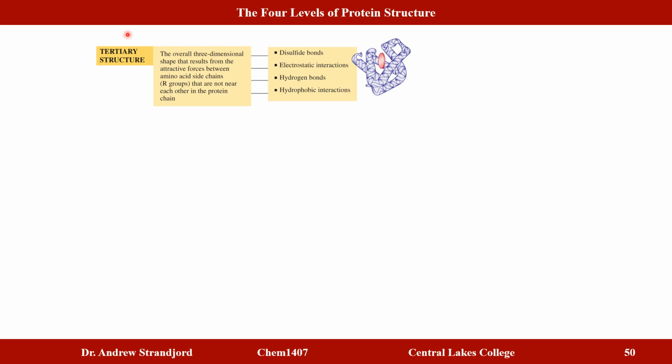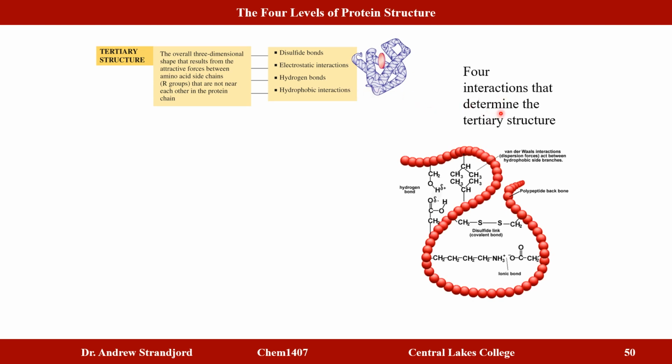The tertiary structure of a protein is due to the interactions between different R groups on different parts of the polypeptide chain. They can either be due to disulfide bonds, electrostatic interactions, salt bridges, hydrogen bonding, or hydrophobic London dispersion forces. So let's look at those again.